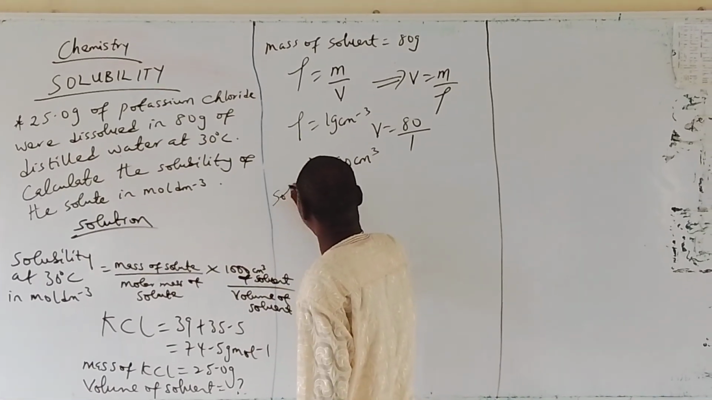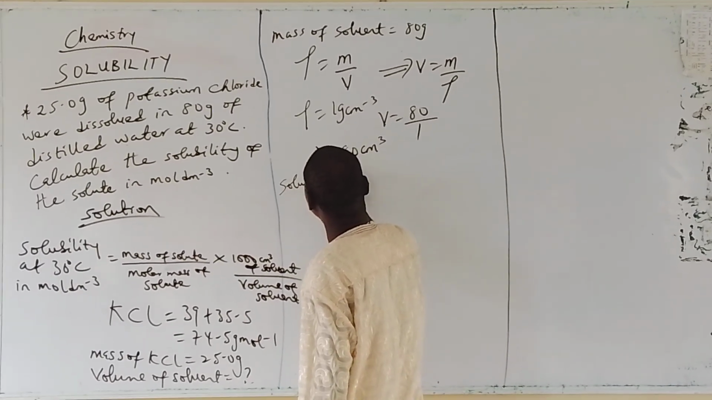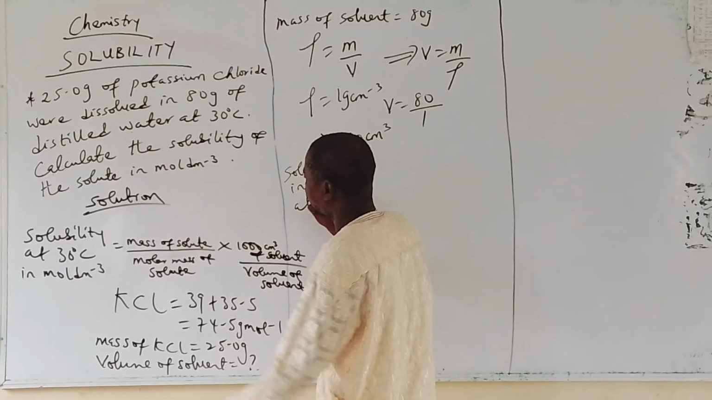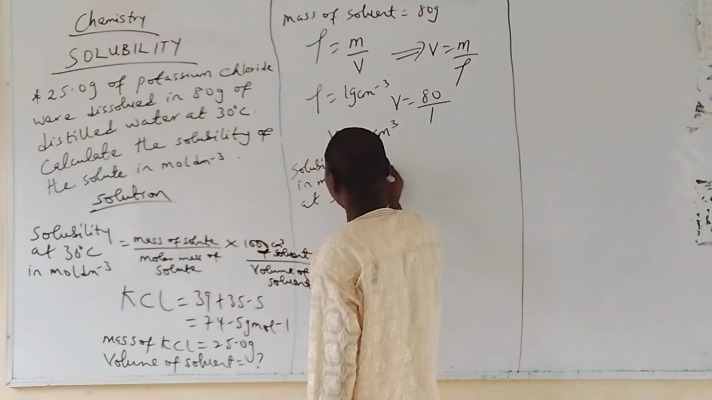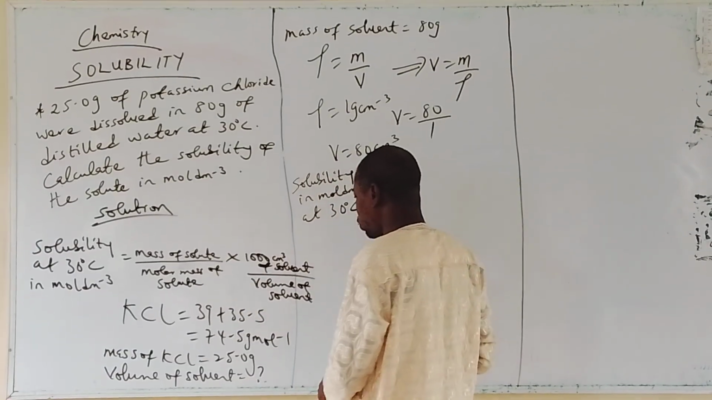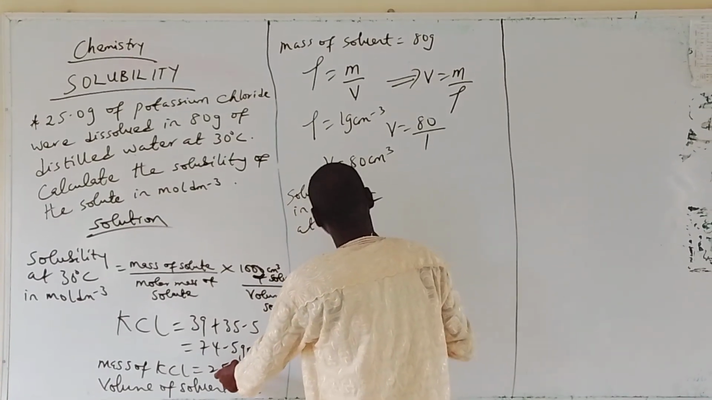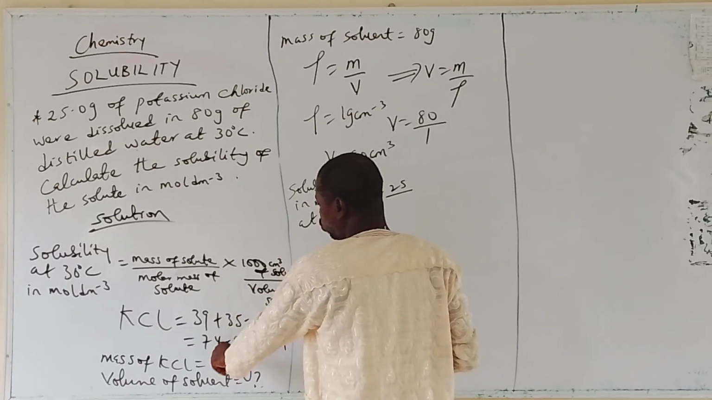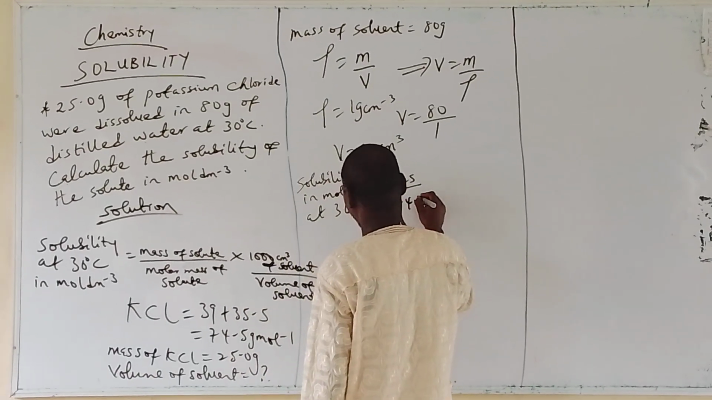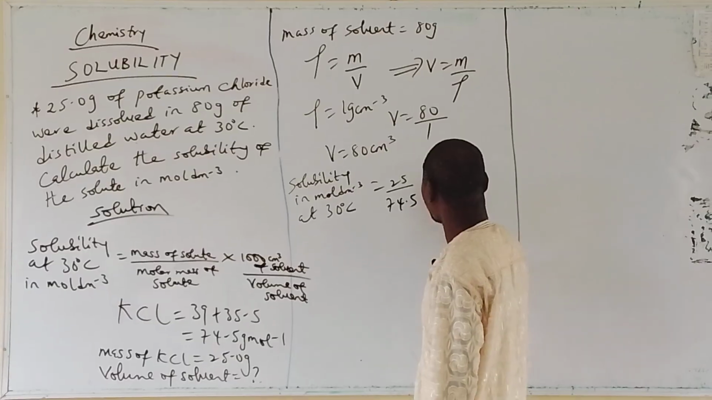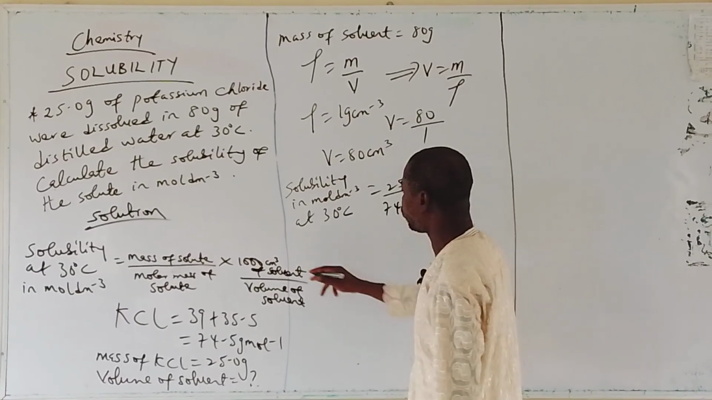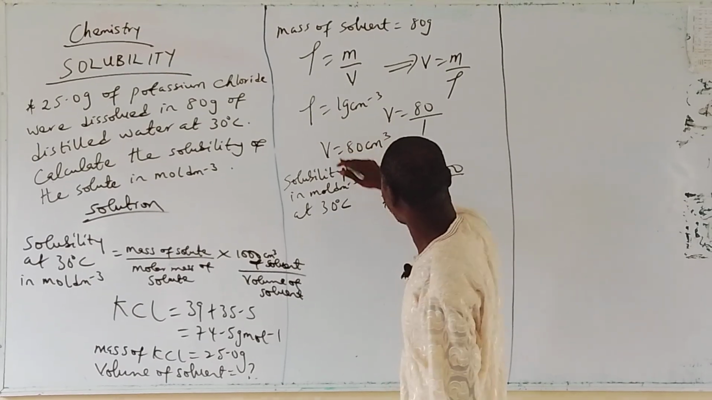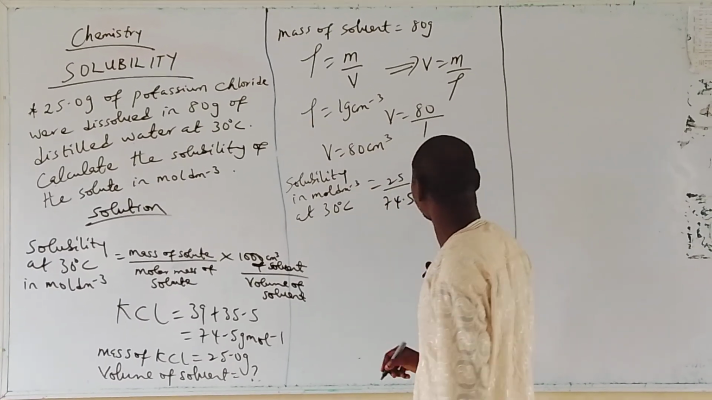So solubility in mole per dm³ at 30 degrees Celsius is equal to the mass of the solute. The mass of the solute in question is 25. Then molar mass of the solute is given to us as 74.5. Then multiplied by 1000 cm³ of the solvent over the volume of the solvent, which I've determined to be 80.